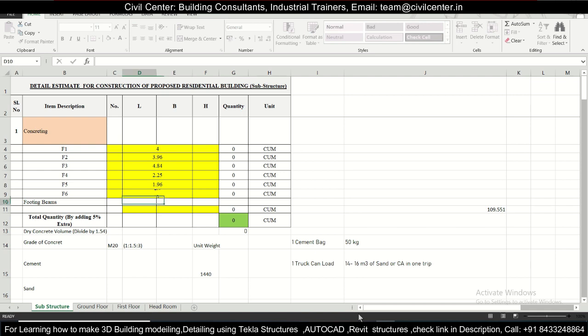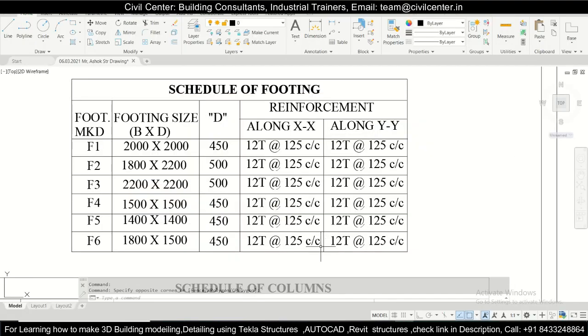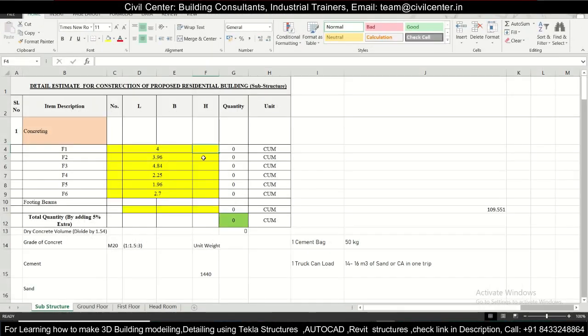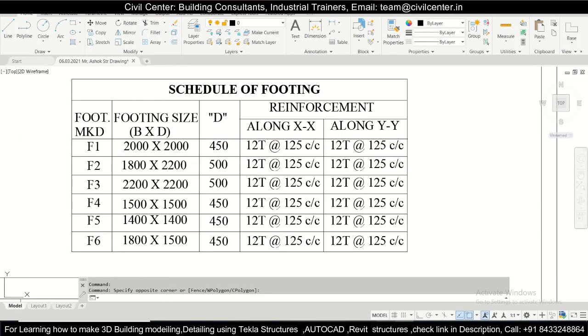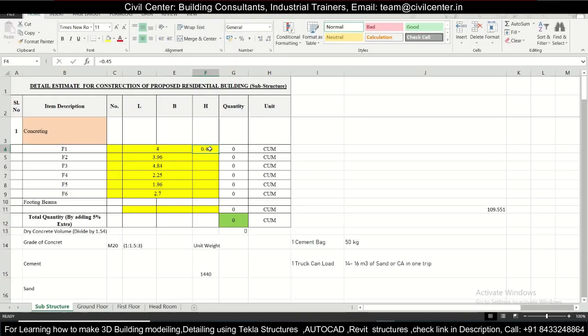So the next one is 1.8 cross 1.5, 2.7, and we will also type the heights here. The height we have is 0.45, so we are going with the height equal to 0.45, and another 0.45 we have for these three. We'll copy this and paste it here, and the next one equals 0.5, copy and paste them here. So we'll now find out how many F1, F2 and F3 we have.